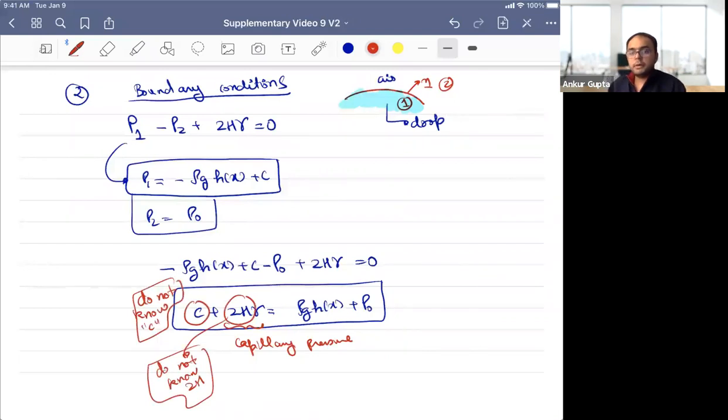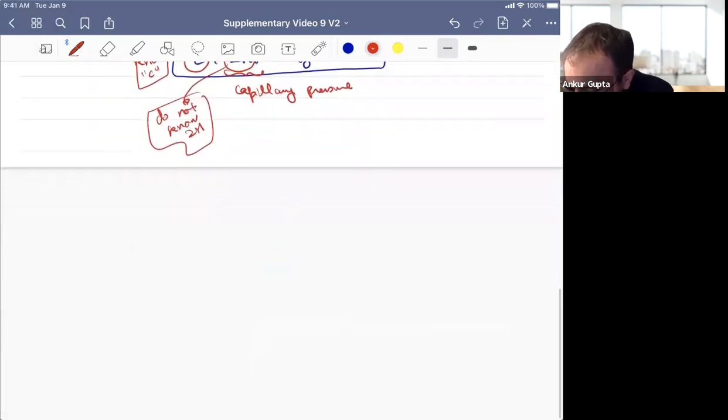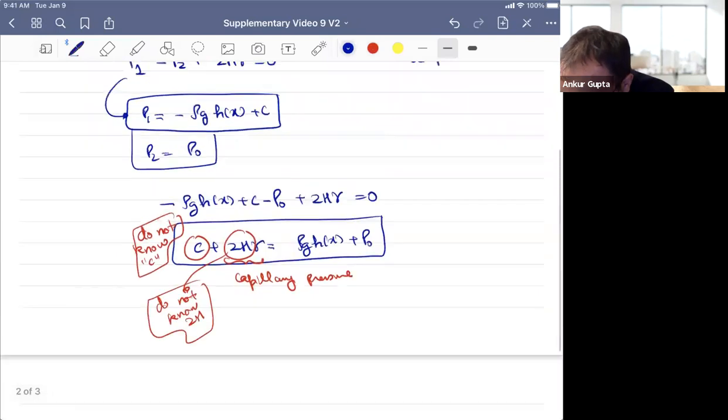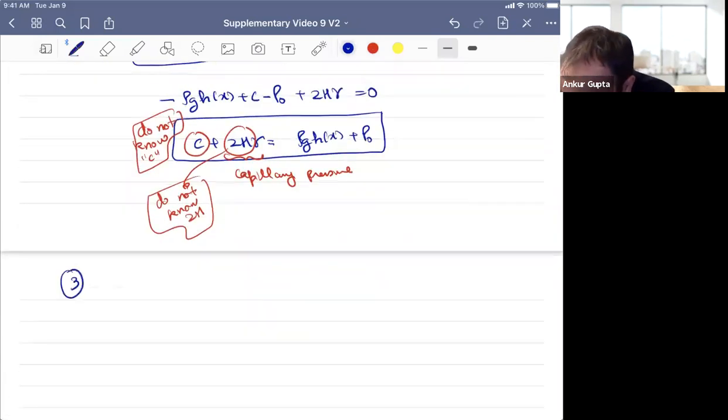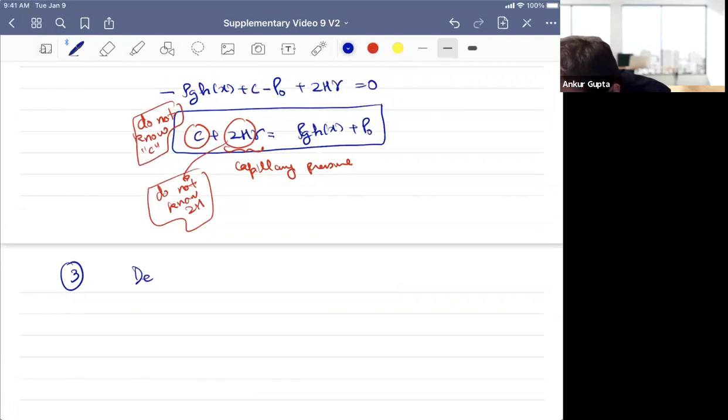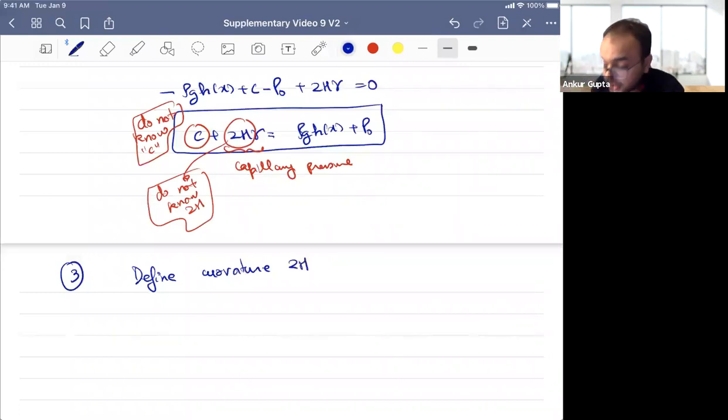Typically to solve this problem, the easiest approach is to assume that the droplet has the shape of a sphere or something like that, or a circle in this case. But the main point here we want to show is that it can have a more general shape. So to solve this problem, we'll basically define the curvature. This is something we have not done in this class. So the third step here is to define curvature 2H in a little bit more general terms. And again, we have not discussed this in class.